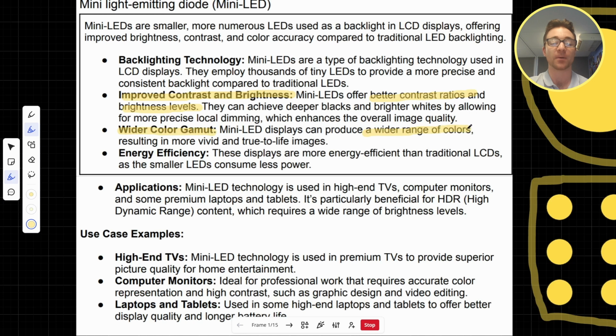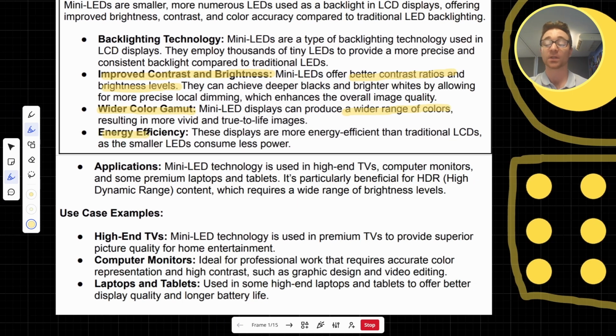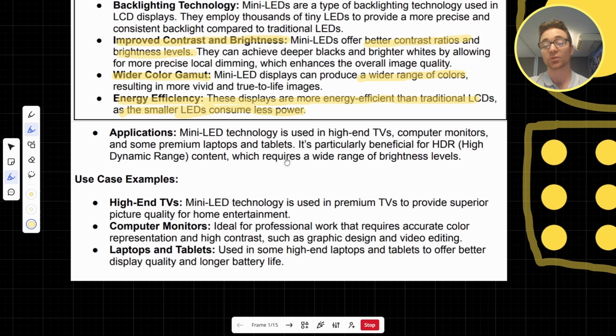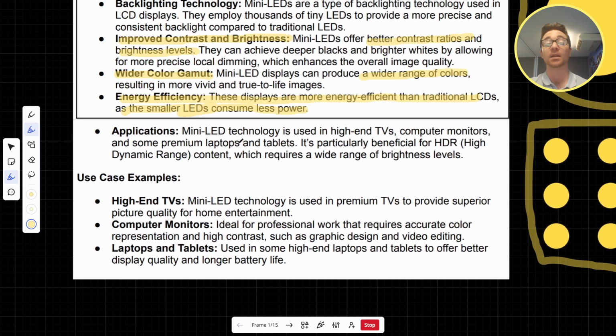You have wider color variations, so you can produce a wider range of colors with these, of course, because there's more of them, so you can more specifically control which ones are what color. Energy efficiency. They're generally more energy efficient than traditional LCDs, as these smaller LEDs consume less power. These LED lights that are in the backlight are consuming less power on average.